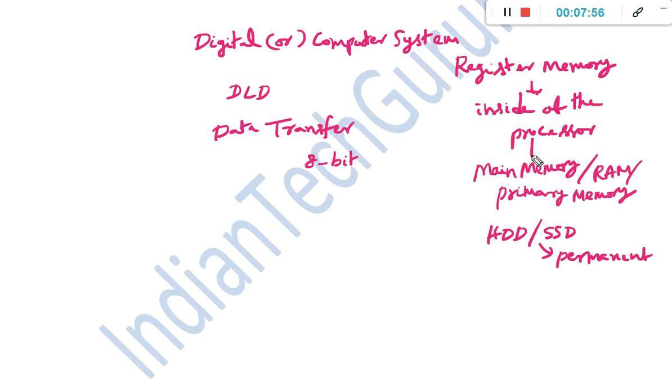And sometimes we may have, in between the main memory and the register memory, a special memory known as the cache memory. We will discuss cache memory later. Cache memory is also similar to main memory or RAM. However, it is faster than main memory or RAM. So this is the basic hierarchy of the memories.